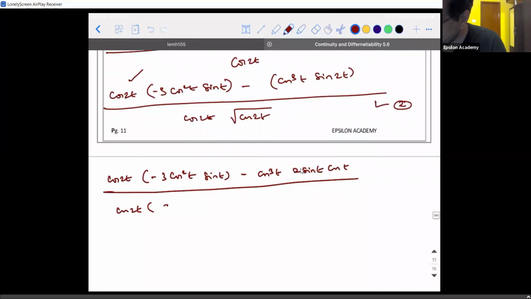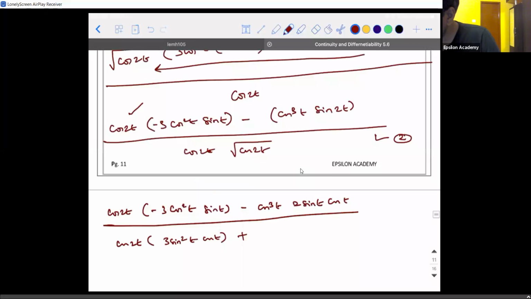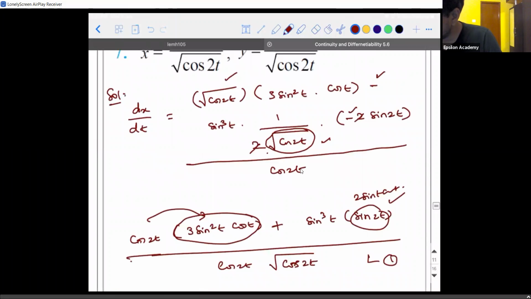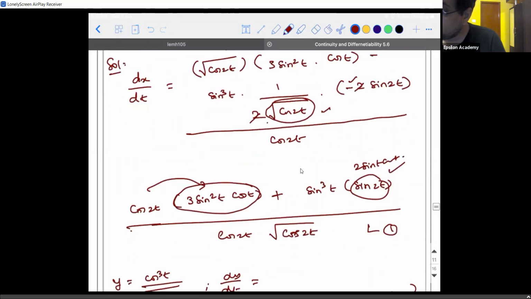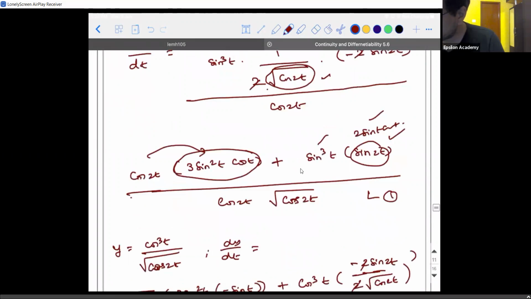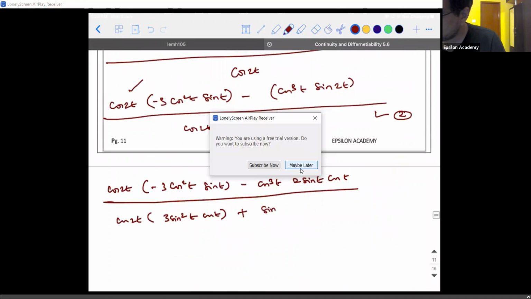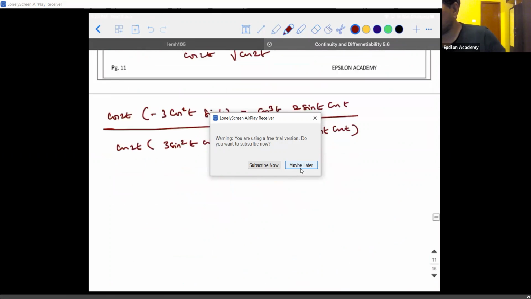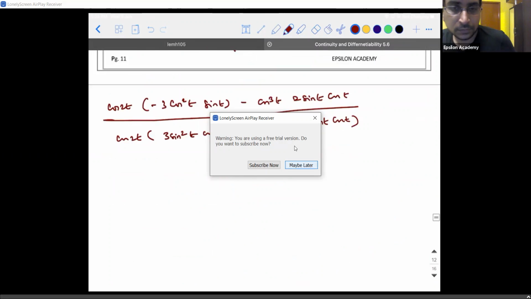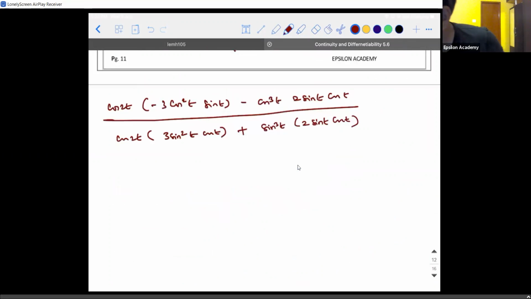3 sin square t cos t plus, where is it? Sin cube t into 2 sin t cos t. I think now we will be able to get the answer. Let's check it out. Okay, what can I take out common, guys? The numerator, what can I take out common? The same cos square t sin t.